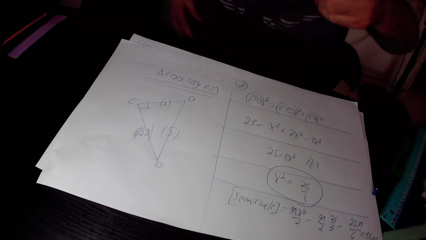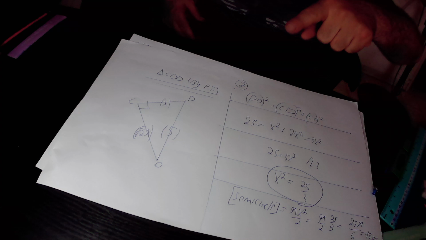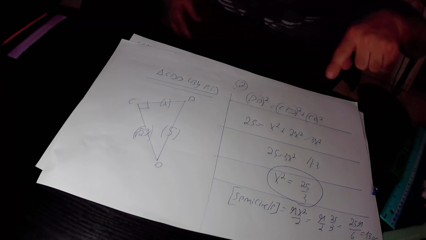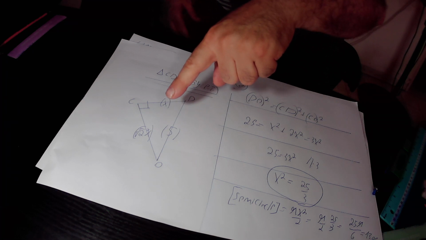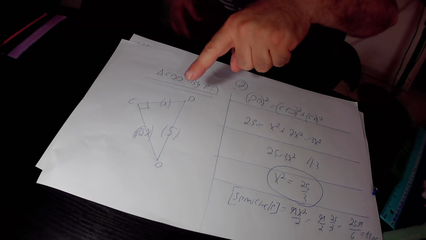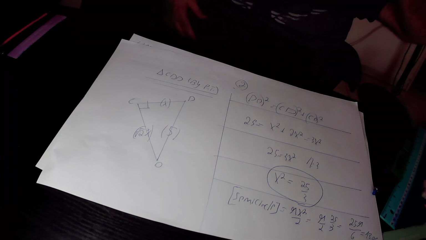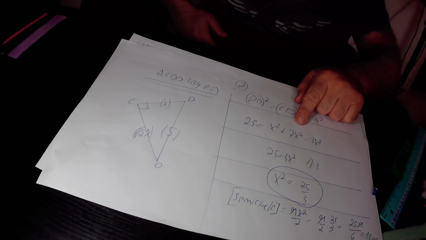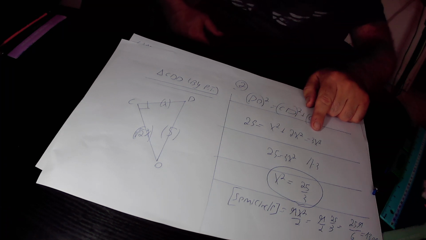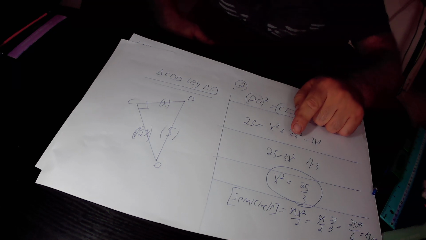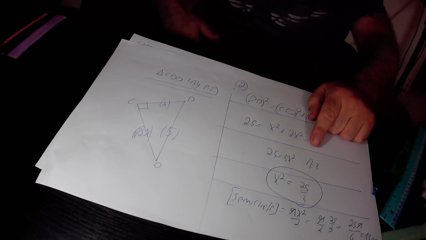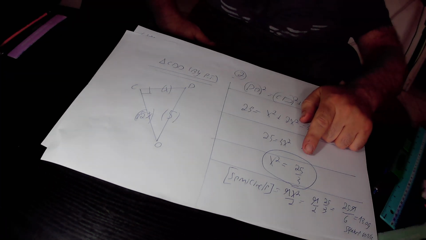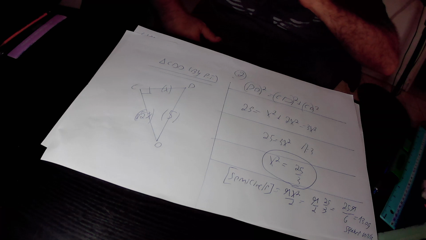DO is 5, therefore DO squared is 5 squared, that is 25, and it equals CD squared. CD is x, therefore CD squared is x squared, plus CO squared. CO is the square root of 2 times x, therefore CO squared is 2x squared. So in total, 25 equals x squared plus 2x squared, that is 3x squared. Here we divided this equation by 3 and finally found that x squared equals 25 over 3.